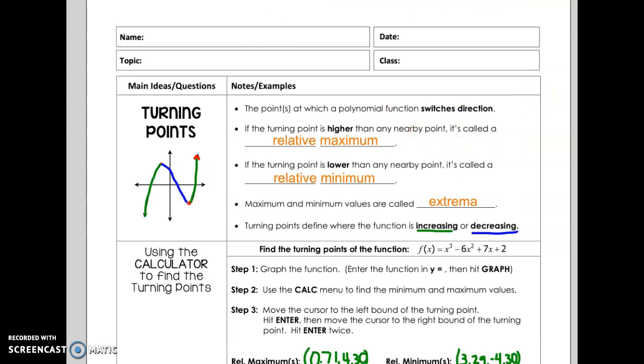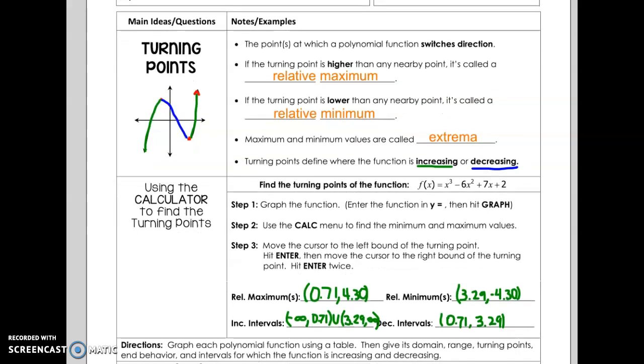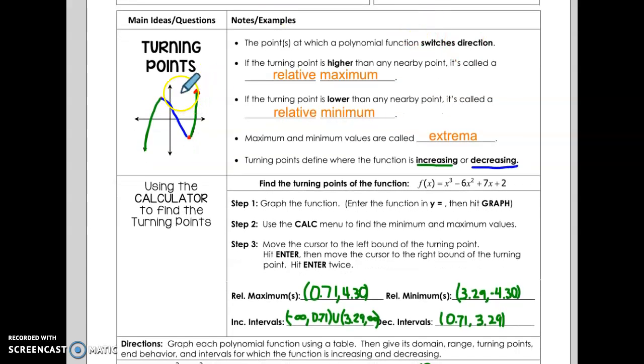Turning points are places where the graph switches direction. On this graph right here, the turning points are going to be in red. There's a turning point here, and there's a turning point here. This one we would call a relative maximum because it's higher than any of the nearby points.